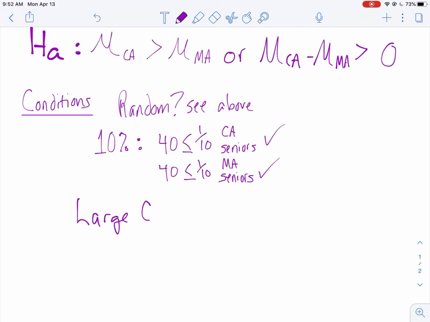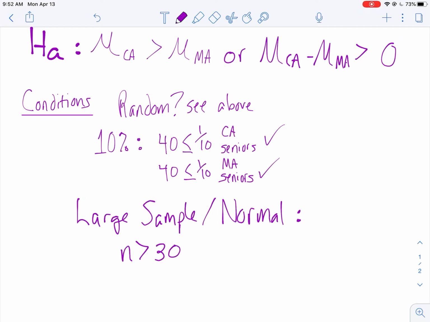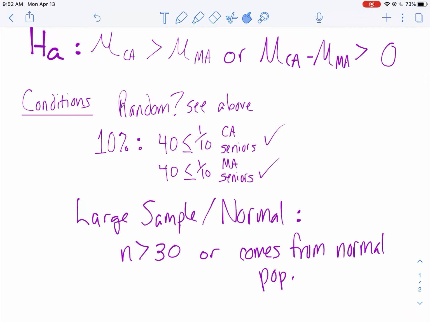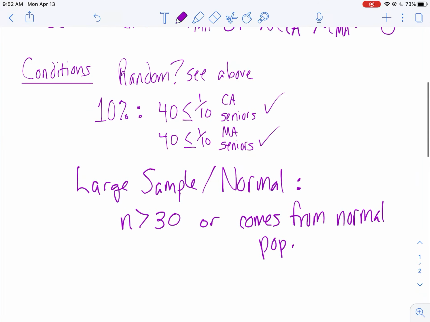We call this the large sample slash normal condition. Some people call it the central limit theorem. That's fine. Here's what we want to look at. We want to see if our sample size is greater than 30 or comes from a normal population. How would I prove that? I would have to have some sort of histogram for each case, and then I would compare them.